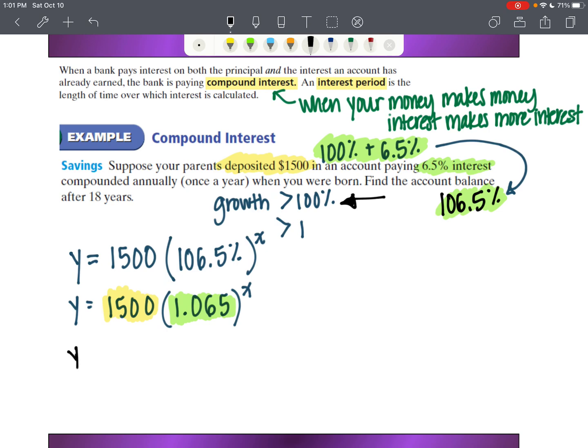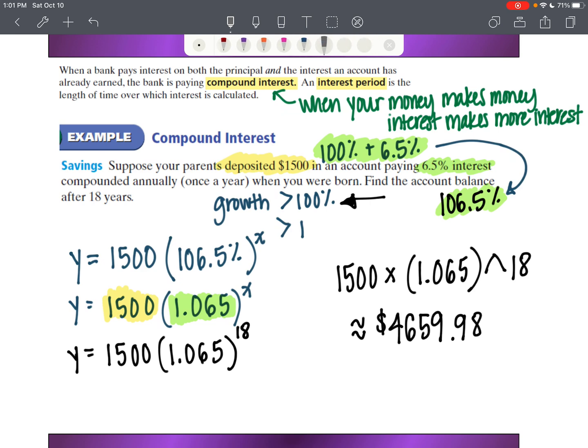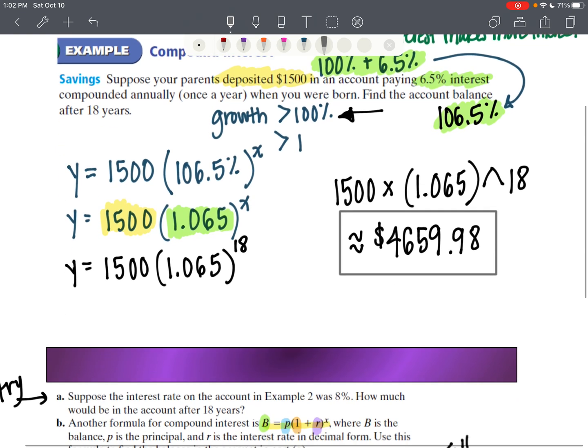Now, what's the account balance after 18 years? 1,500 times 1.065 raised to the 18th power. In your calculator, 1,500 times, in parentheses, 1.065, and parentheses, caret, 18. And we get approximately $4,659.98. And there you go.